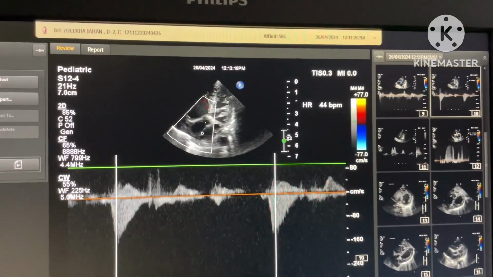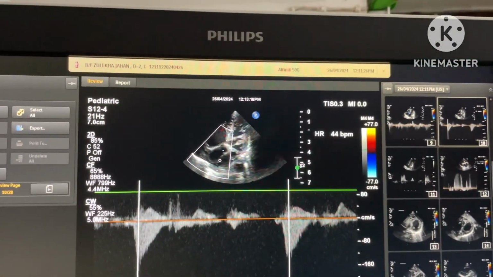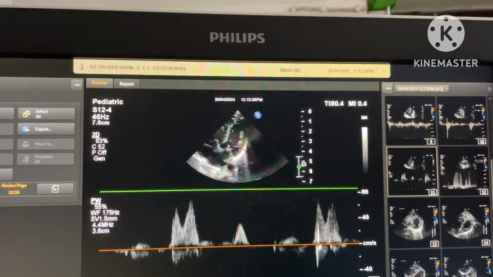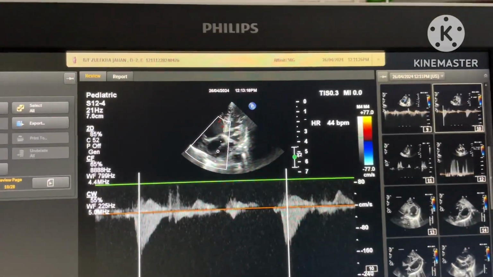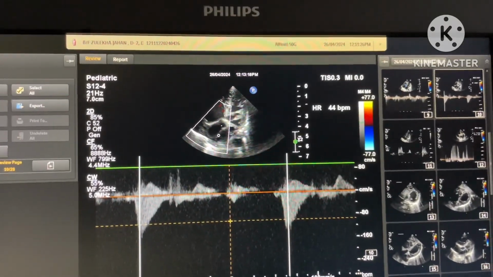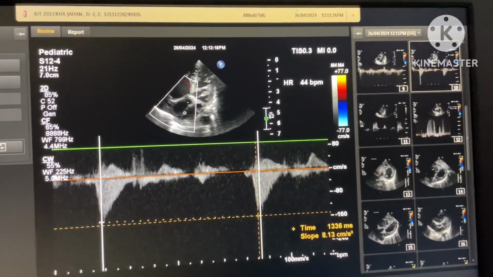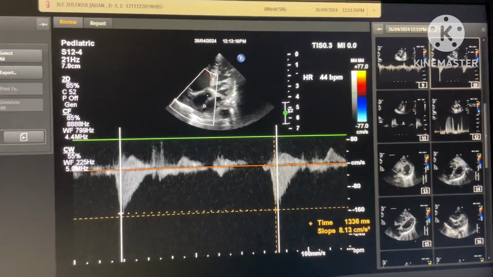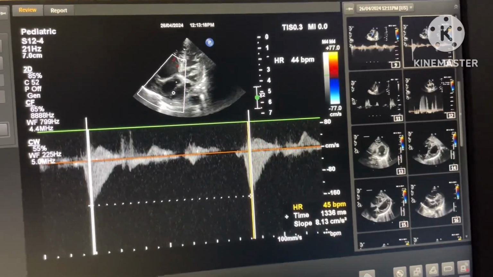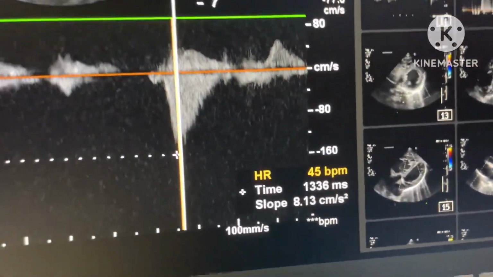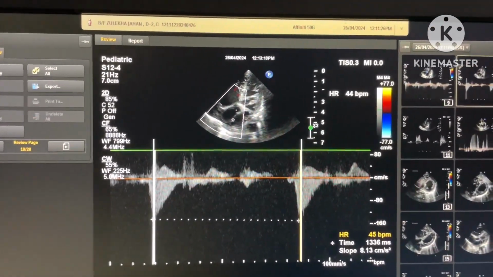So in this case, the ventricular rate is only 44 beats per minute. The baby is on the second day of life, so the case has complete heart block. If you want to calculate, just calculate. Again, it shows the ventricular rate, the heart rate. The rate is only 45 beats per minute. You can see here, it is only 45 beats per minute. So this case likely has complete heart block.